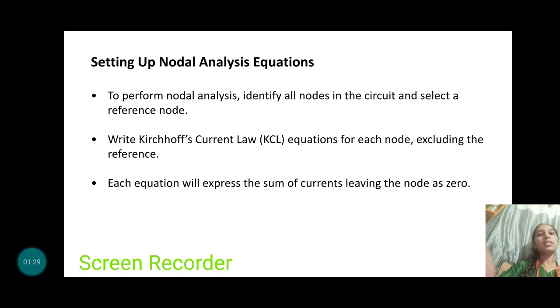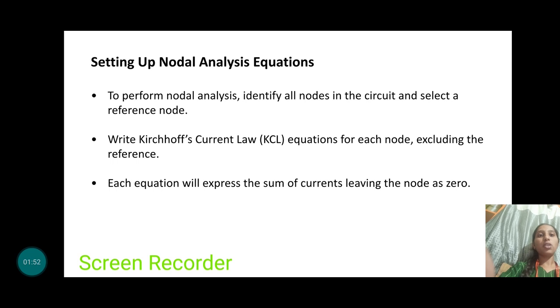Setting up nodal analysis equations. To perform nodal analysis, identify all nodes in the circuit and select a reference node. Write the Kirchhoff's current law (KCL) equation for each node, excluding the reference node. Each equation will express that the sum of currents leaving a node equals 0.